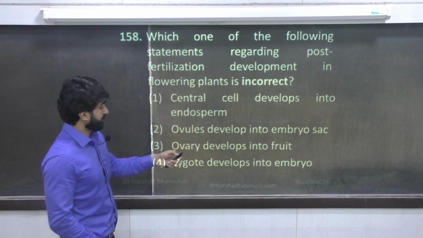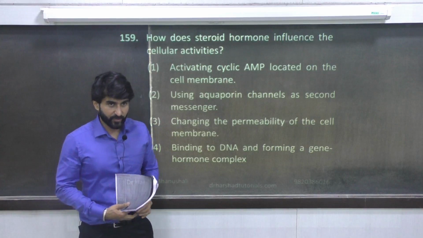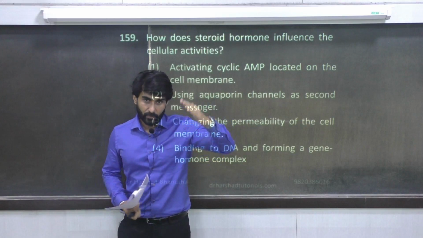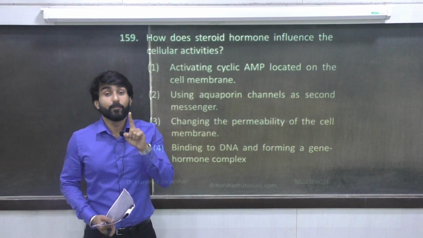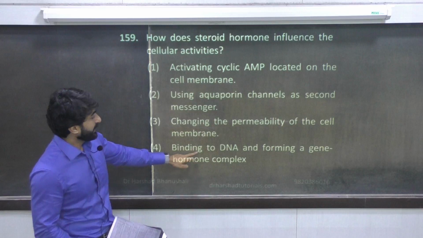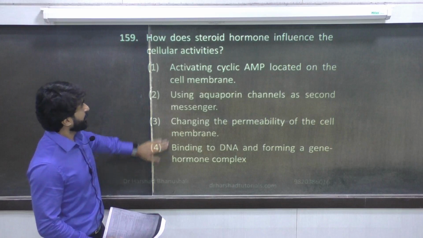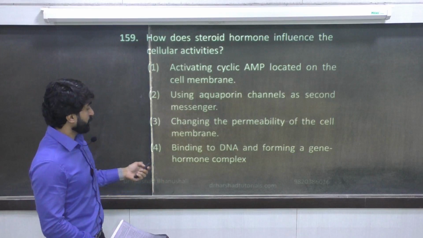159. How does steroid hormone influence cellular activities? Now, if you remember, when you learn about mechanism of hormone action, it is told that non-steroid hormones don't enter the cell. They act on the cell surface. Whereas steroidal hormones enter into the cell and they bind to the genome receptors. So, steroid hormones will act on your cell by binding to the receptors of the genome, binding to the DNA and forming a gene hormone complex. That is your answer. Question number 159, your correct answer would be option 4 because it's steroid hormones. They always enter and act on your DNA, on your genome.